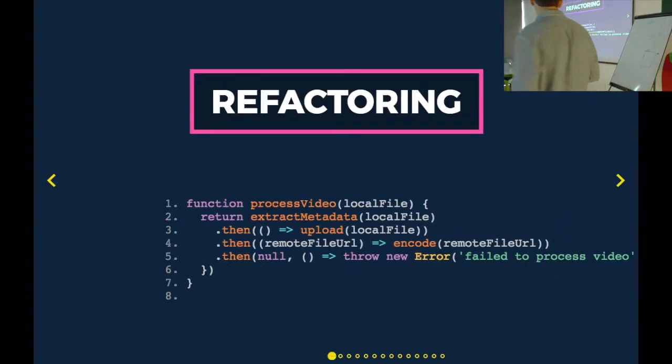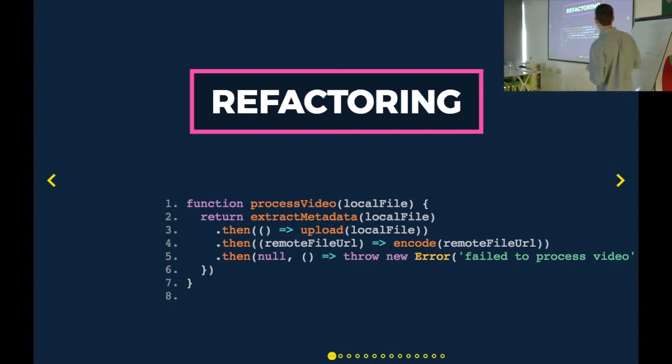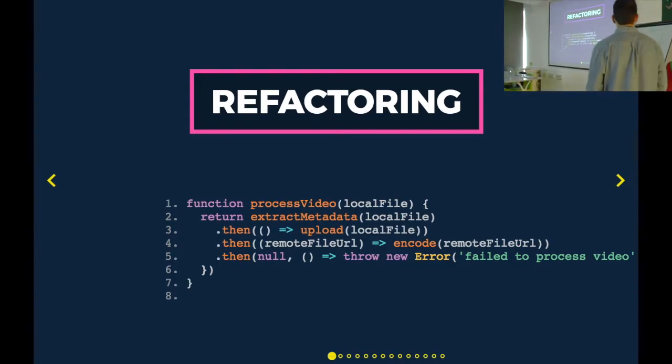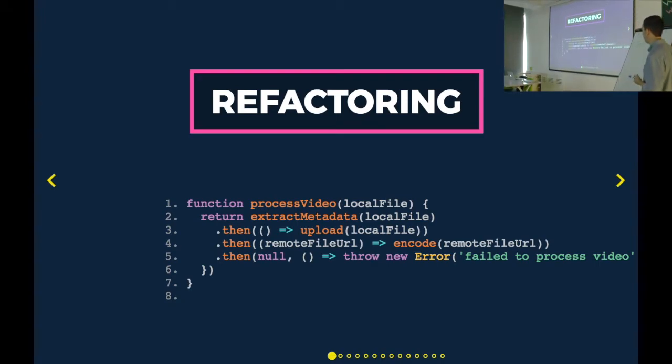All right. So let's refactor, right? Let's think about the process video function that we've seen before with the three steps of extracting metadata, uploading, encoding, and doing all that while handling errors. So if I follow the example that I demonstrated now, in every then call, if I return a promise, assuming all these functions return promises, then effectively I've created a chain of promises that will only be resolved once the deepest asynchronous function has been invoked.